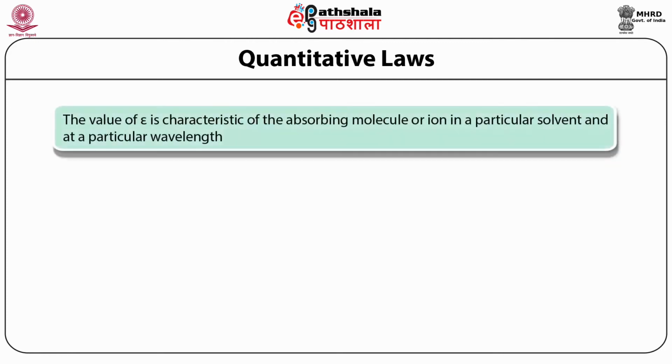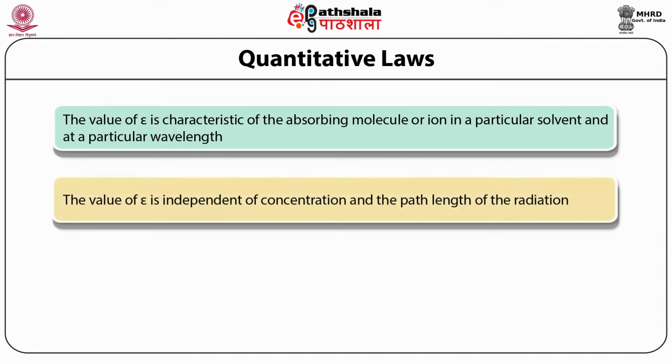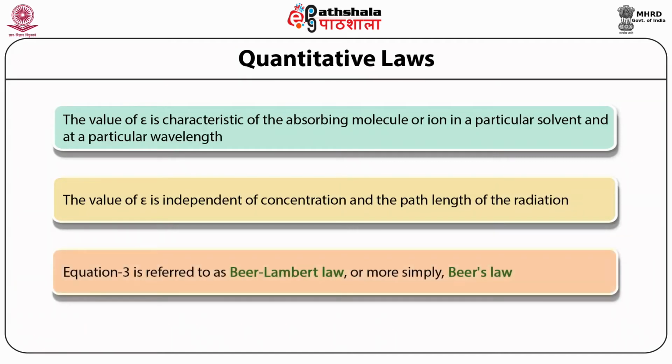The value of epsilon is characteristic of the absorbing molecule or ion in a particular solvent and at a particular wavelength. The value of epsilon is independent of concentration and the path length of radiation. Equation 3 above is referred to as the Beer-Lambert law, or more simply as Beer's law.